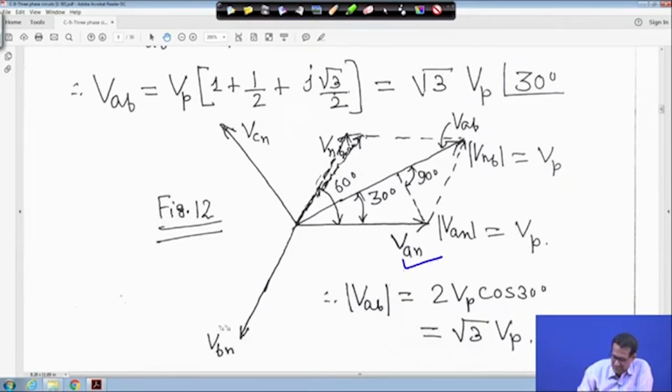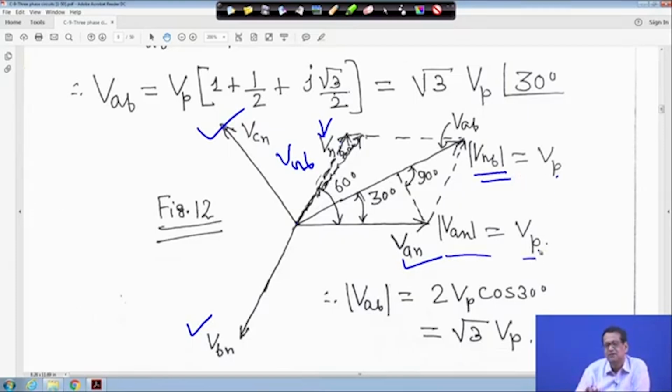Suppose this is my VAN, this is my VBN, 120 degrees apart. So if you make 180 degrees on the other side, this is my VNB. Whatever I told you just now, the magnitude of VNB is equal to VP. VAN also VP, and VBN also magnitude VP, right? This is magnitude, so whether you take this direction or that direction is immaterial. So the magnitude is VP.